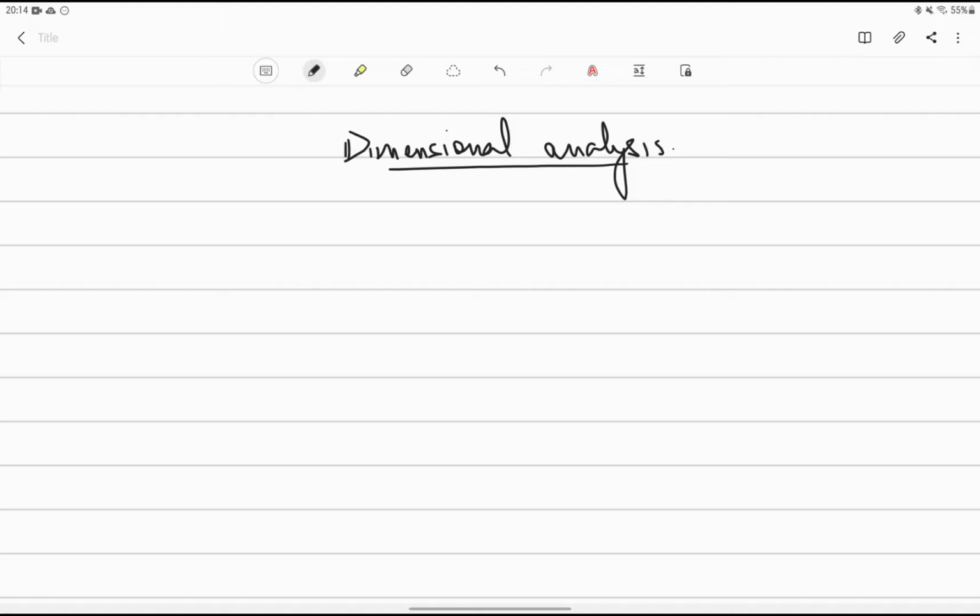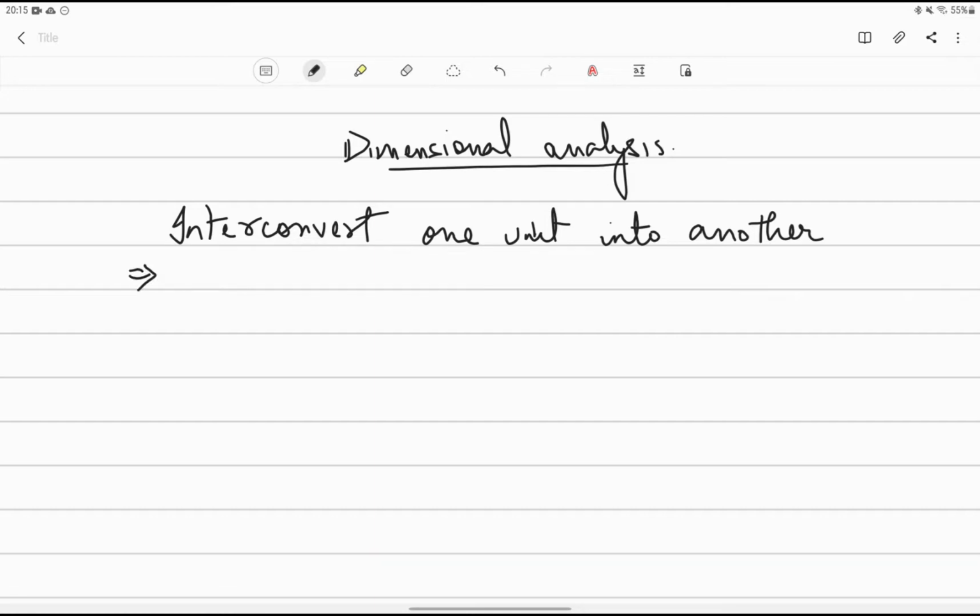So what is that? Dimensional analysis is basically used to interconvert one unit into another. So how is it done? It is done by a method which is known as the factor label method, or in NCERT, as it is given, the unit factor method.